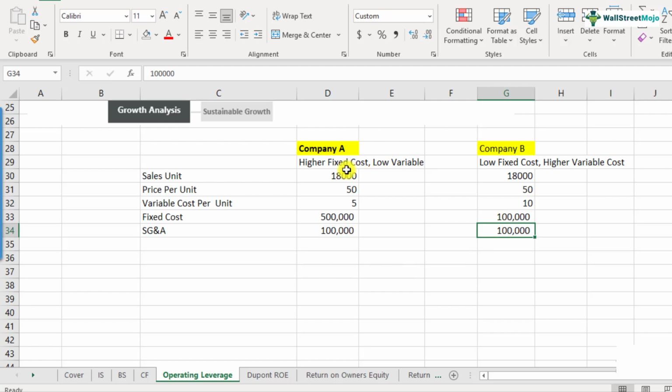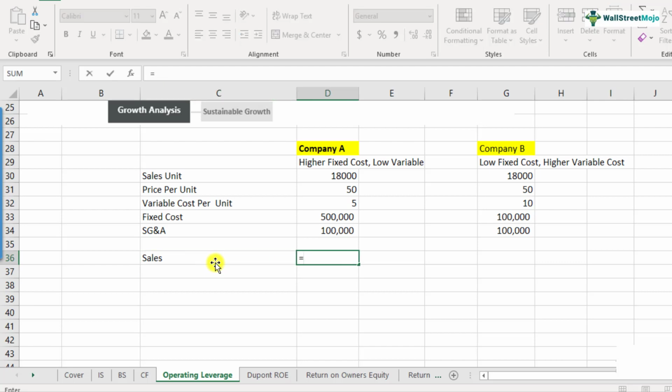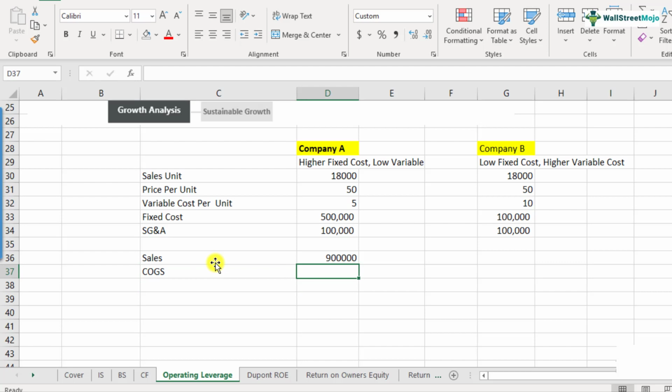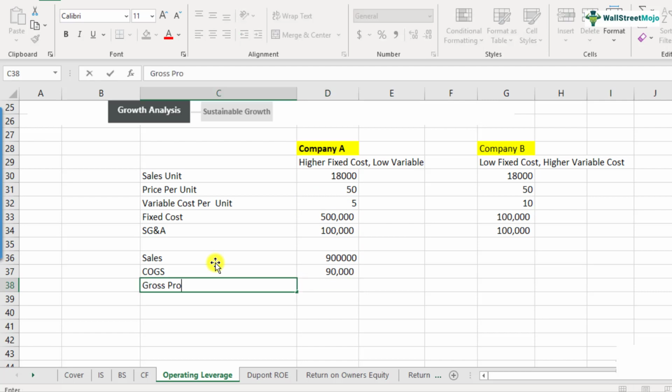Okay, so these are the two sets of financials. So let's make an income statement for company A and B until the EBIT or the operating profit. So sales will be price per unit multiplied by the total number of units sold. That is 900,000 is what we'll get, right? That is sales. Cost of goods sold will be the variable cost per unit multiplied by the total number of units. Okay, so we'll get the gross profit.